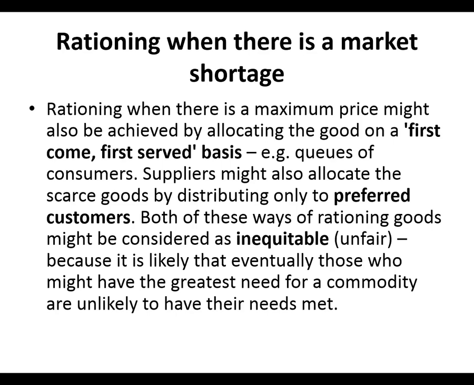Both of those ways of rationing goods might be considered inequitable or unfair, because it is likely that eventually those who might have the greatest need for a commodity are not the ones to have their needs met. So it has to be done on a needs basis. Who really needs it and who should have access to it? But again, individuals or certain groups of individuals think that some people should have more or less access to goods and services than other individuals. It's very much dependent upon the nature of the product and the nature of the market that you operate in. So again, I hope that that has been useful in helping get your head around minimum and maximum prices.